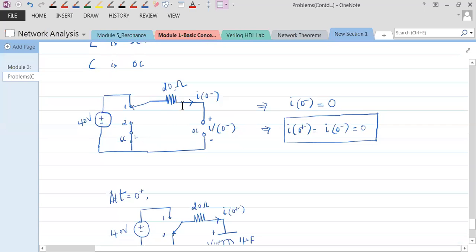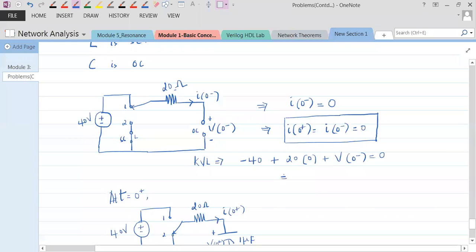Now, to find out the voltage across the capacitor, what can we do? We can apply KVL to this particular path. So KVL implies what in this case? Everybody just look at this. In the previous case, KVL implies minus 40 plus, what is there, I of 0 minus flowing? What is the voltage across this 20 ohms? It's 20 into I of 0 minus, right? But I of 0 minus is 0. Everybody understand that? So it's 20 into 0 plus V of 0 minus.